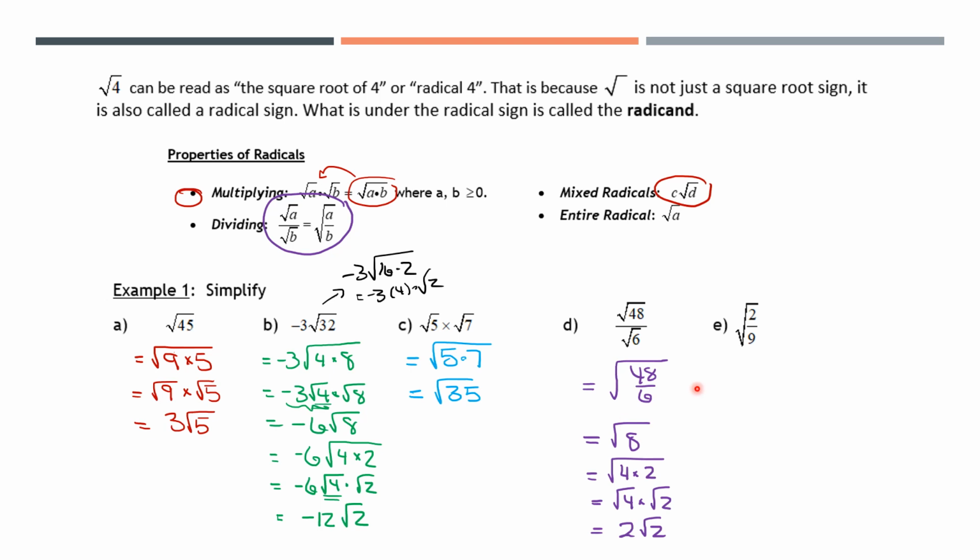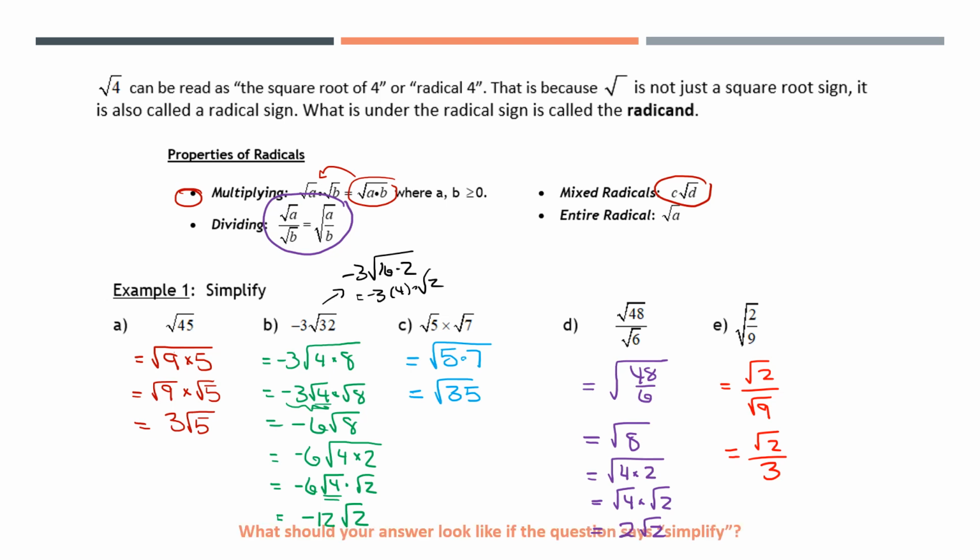Last example on this part here is square root of 2 over 9. So right here we had 48 over 6. We reduced that to an 8, so that was helpful. But here, 2 over 9, I can't reduce that at all. So I'm actually going to do the opposite thing here. I'm going to put it back into two separate radicals. The reason I'm doing that is because I can find the square root of 9. So I could reduce the denominator at least and get the square root of 2 over 3.